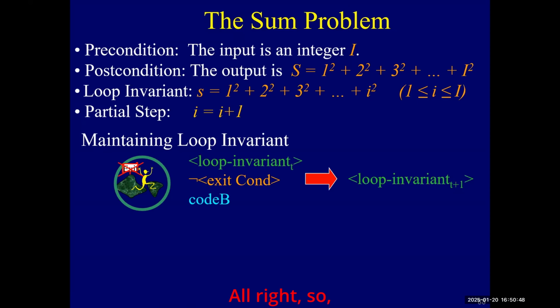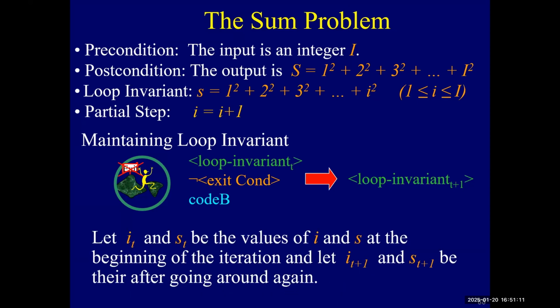So how do you prove an implies? You do it by deduction. You assume the left-hand side, you do some magic, and you prove the right-hand side. What do we want our final proof to look like? Well, first we need some notation. Let I_t and S_t be the values at the top of the loop, and t plus 1 when you come around again. Why do we do this?